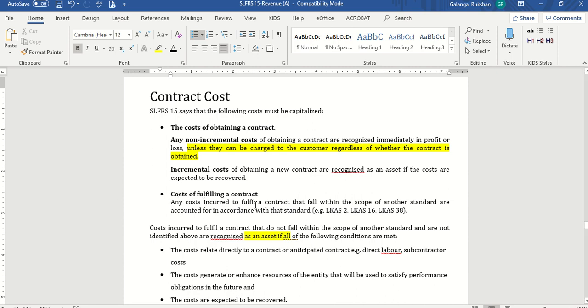Any cost incurred to fulfill the contract that falls within the scope of another standard is accounted for in accordance with that standard. Right? That means it may be either LKAS 2 or LKAS 16. Right? Costs incurred to fulfill a contract that do not fall within the scope of another standard and are not identified above are recognized as an asset if all of the following conditions are satisfied.